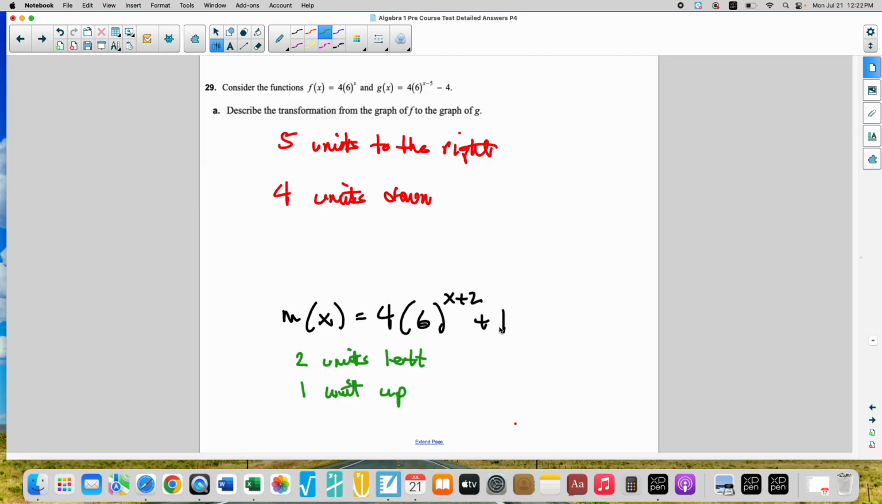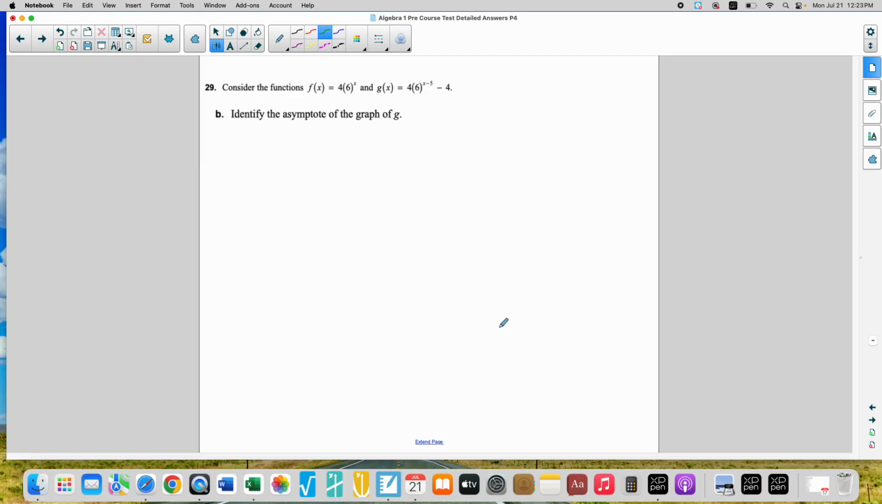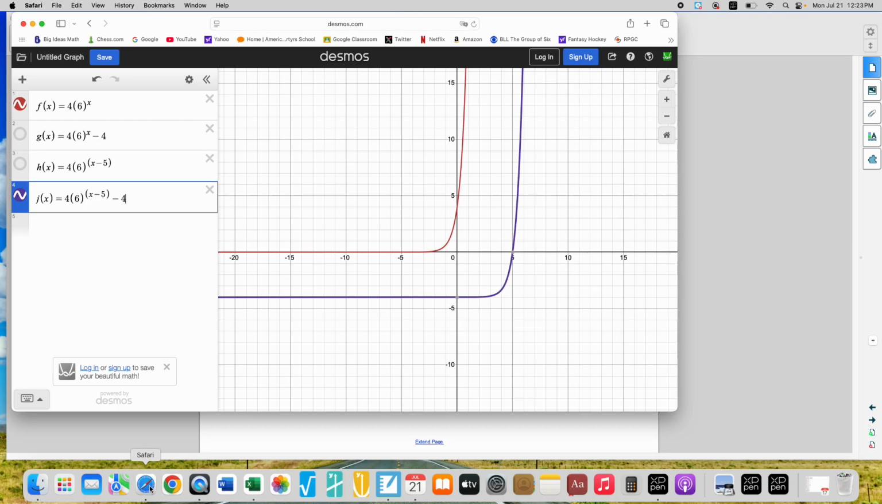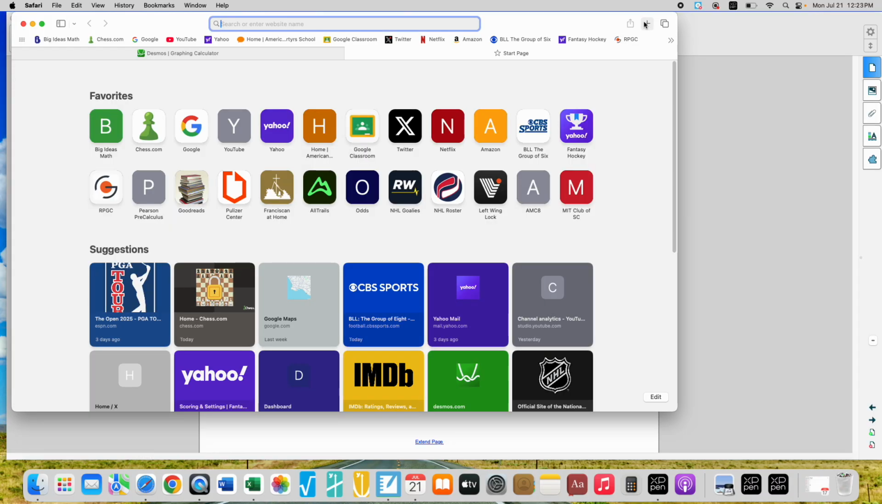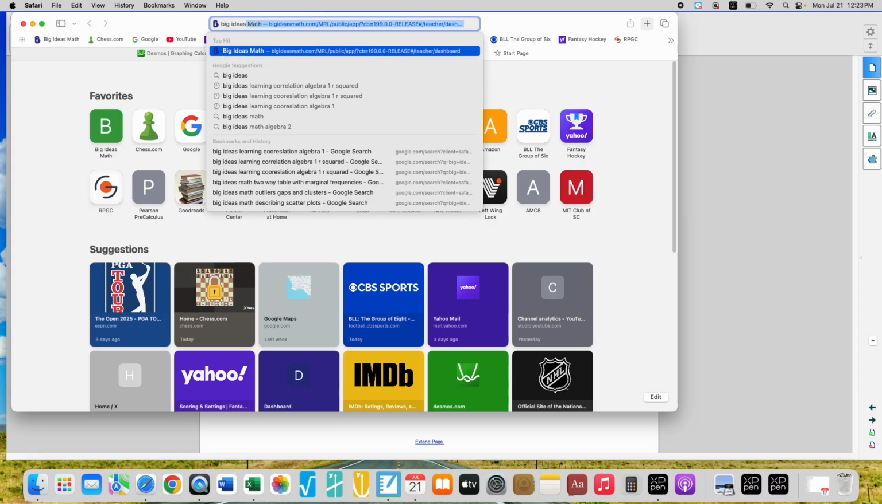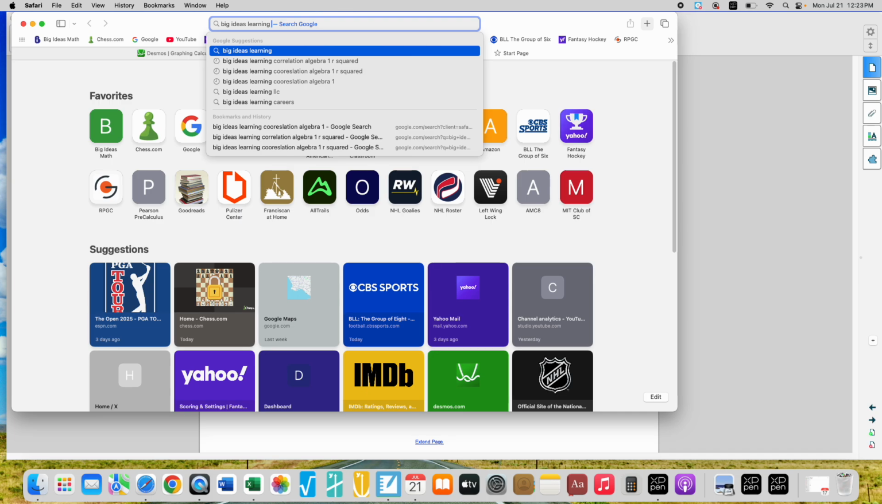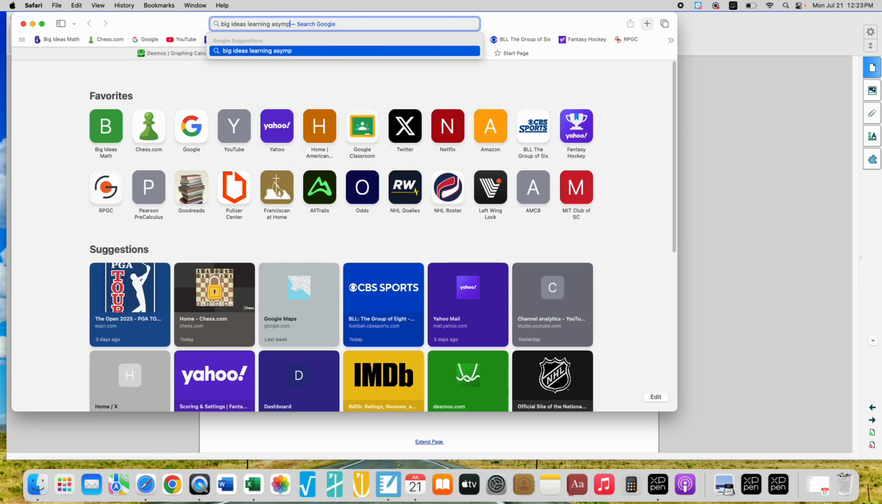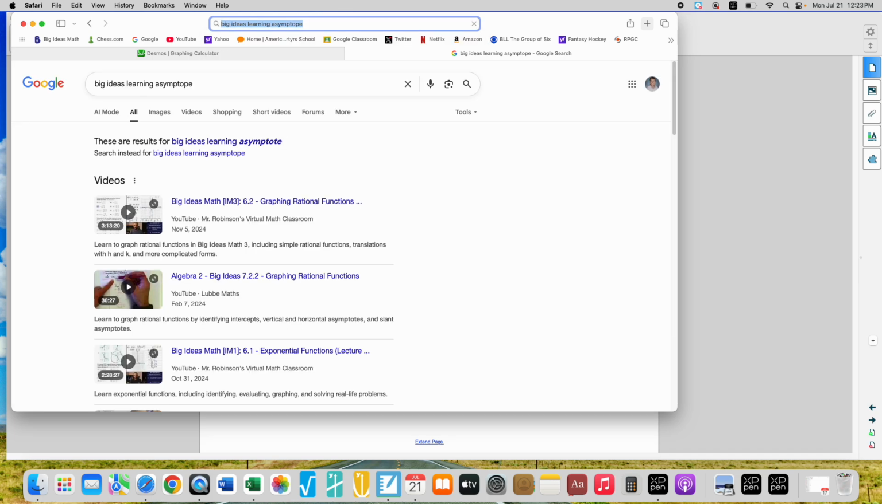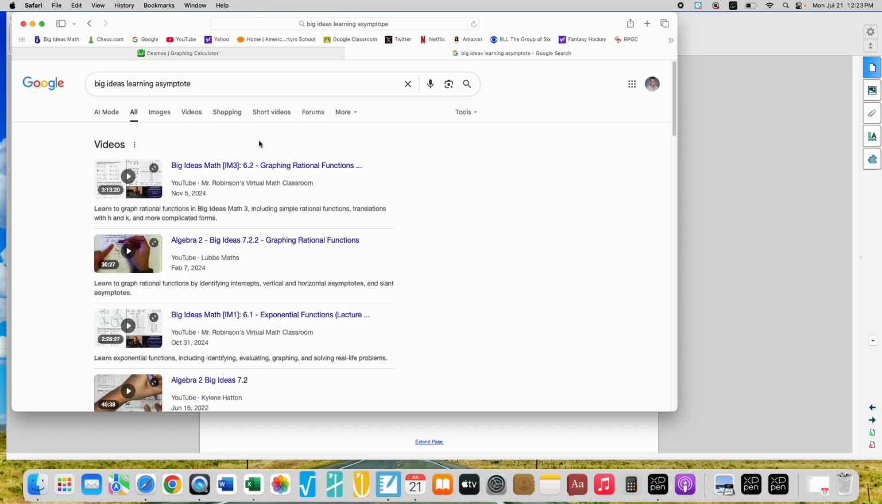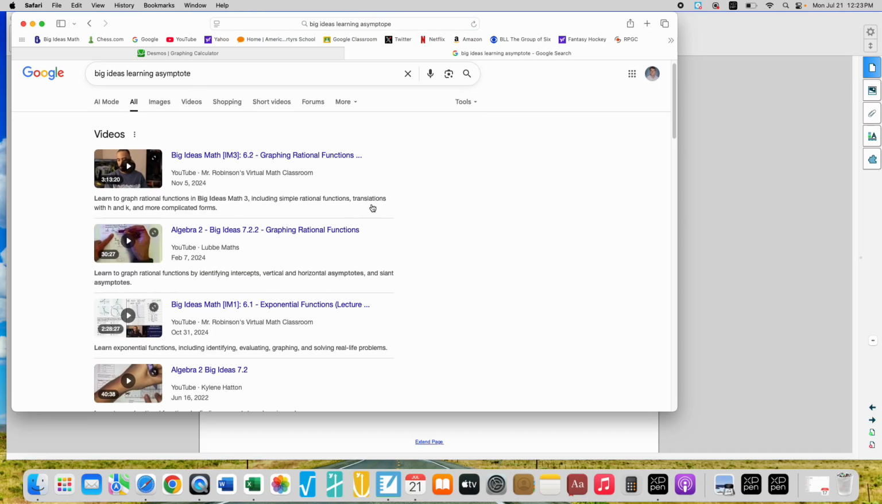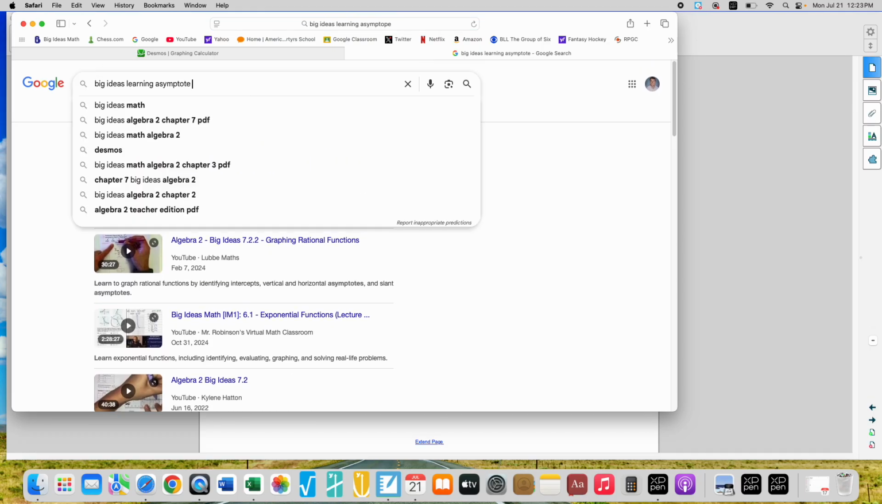Make sure you understood what was going on. Kind of neat. All right, identify the asymptote of the graph of G. So the asymptote. So let's do this. Let's go back here because we're really good. Big ideas, learning, asymptote. I don't know if I spelt it correctly. Nope, asymptote.